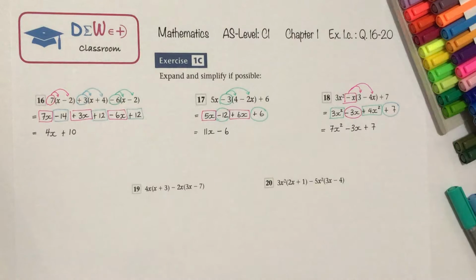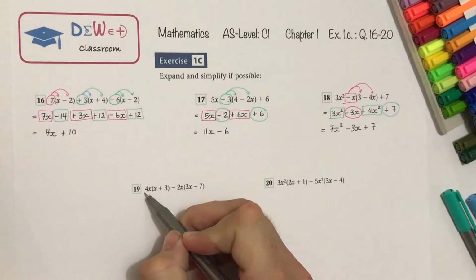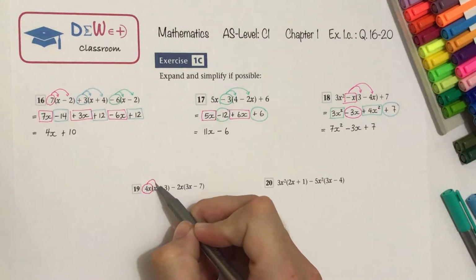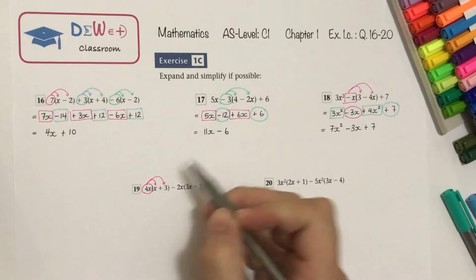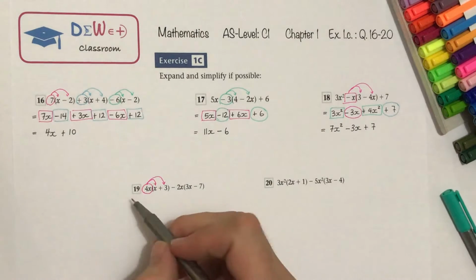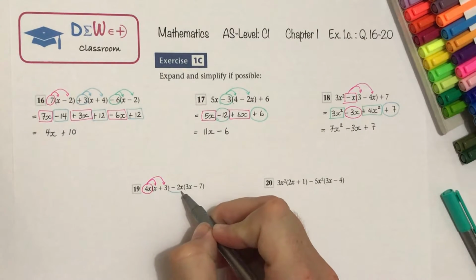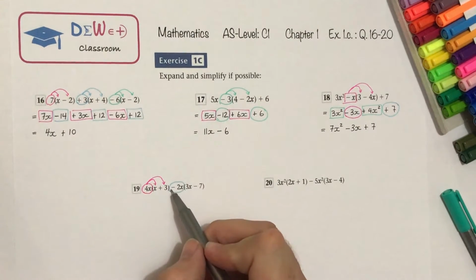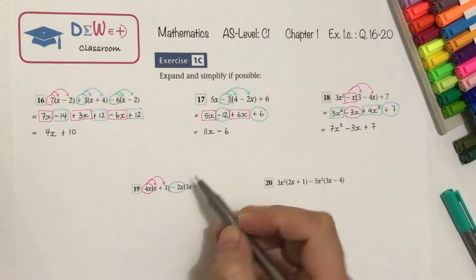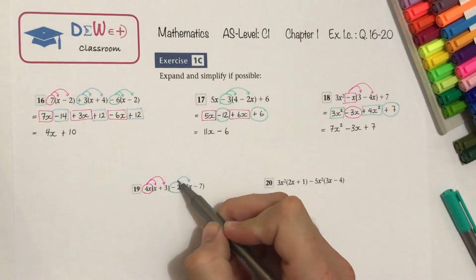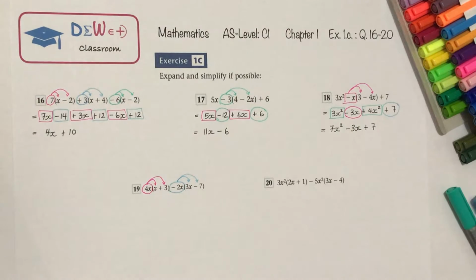We move over to question number 19. Here we have the 4x. It gets multiplied by each term on the inside of the brackets. And the minus 2x, once again, please remember that the negative sign is part of the outside term, and it gets multiplied with each term on the inside.